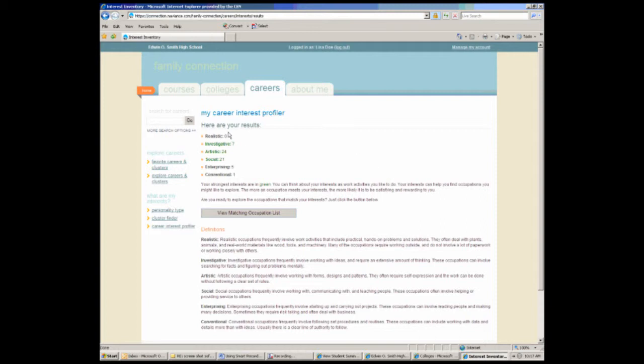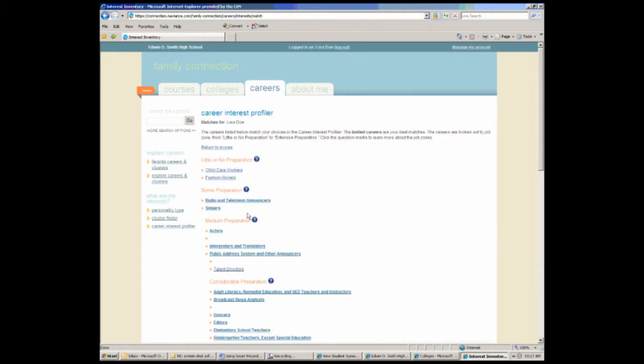And as you can see, Lisa, who completed the interest profiler, had her score in the 6 categories. She's strongest in the artistic and social domains. And from that, there would be a matching occupation list. You can see the definitions of those categories below.